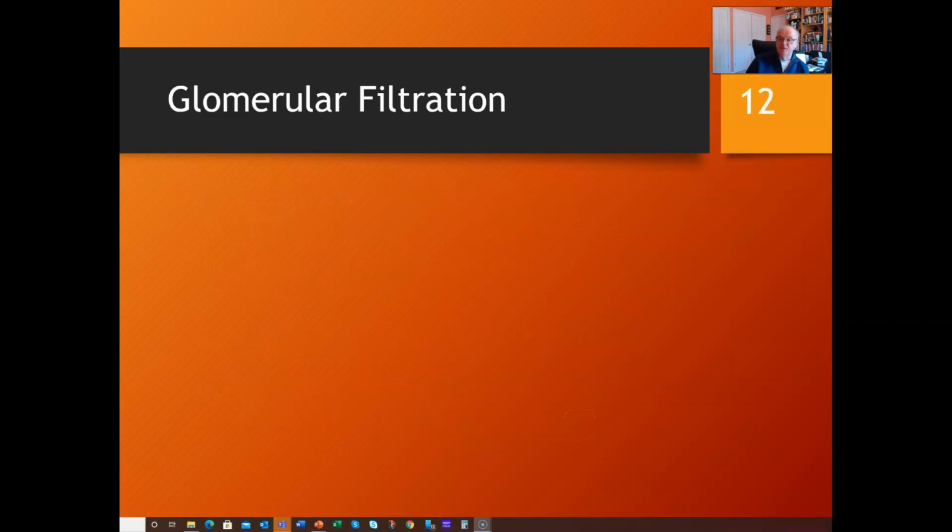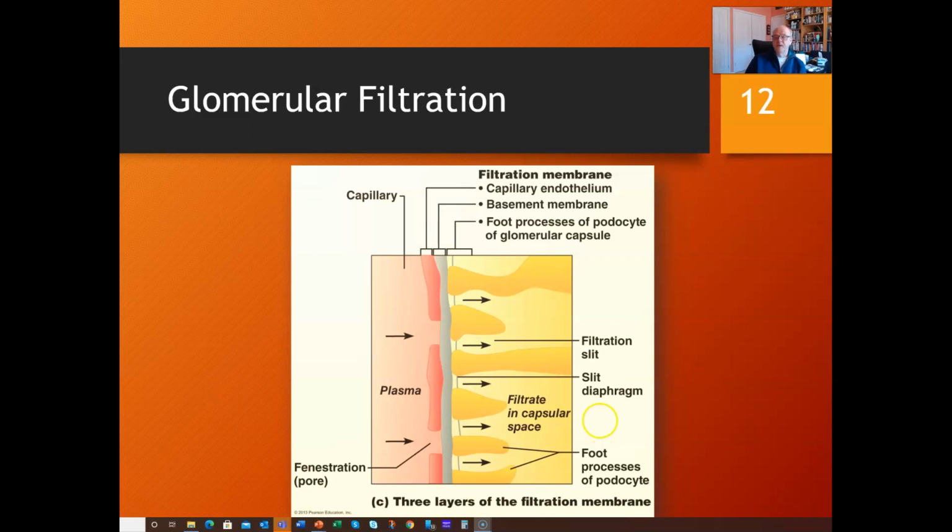You might be expected to do a calculation like that. So this is showing you even more close-up of the membrane. Here's the plasma. This is the capillary endothelium. Then we have a basement membrane, and then we have a foot process of the podocyte. So you can see these are the slits through which the fluid can come out.